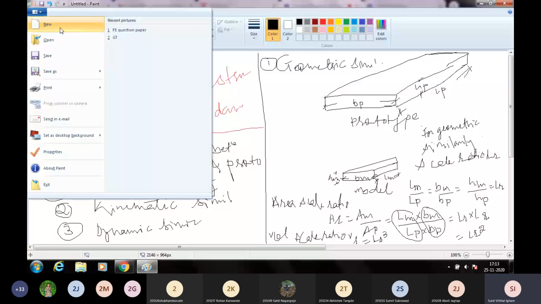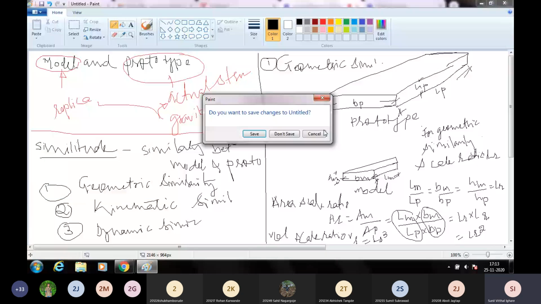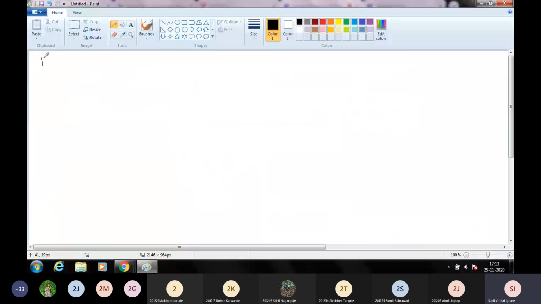So we just see the next slide, that is kinematic similarity. Okay, so kinematic similarities are actually a ratio of velocity and acceleration at the corresponding points in a model. At the corresponding points in a prototype are the same. So that is same. We say kinematic similarity exists.